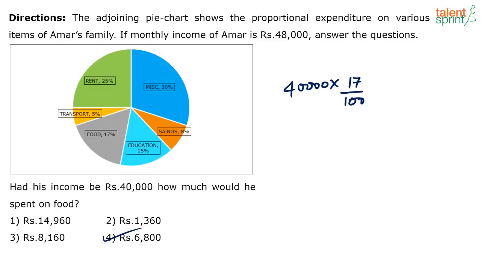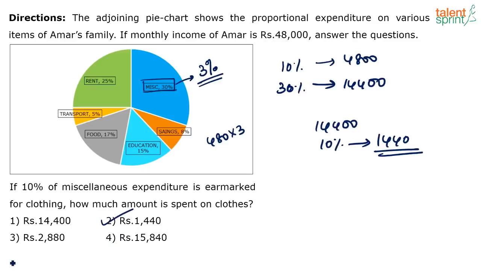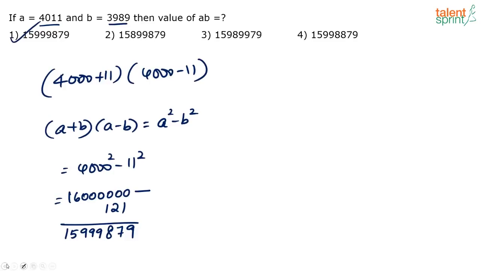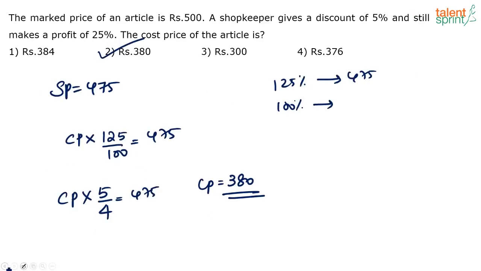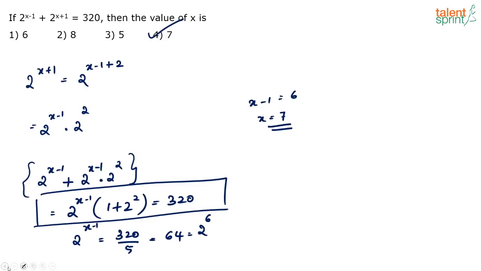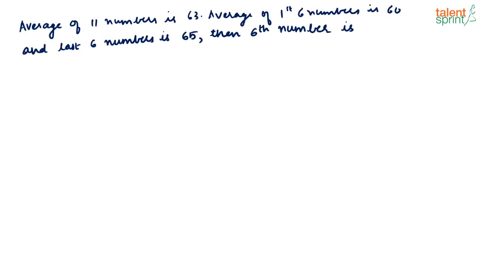So before I wind up the session, I would like to take one question that we solved in one of the previous sessions, where one of you had asked me to explain it based on equal distribution method. Whether there is an alternate way in which we can solve this question. Okay, let me just take that question. I've written it down here. Yeah, so this was the question. I don't know how many of you were there in that session. See, the question was this: average of 11 numbers is 63. I hope my handwriting is readable to all of you. Average of the first 6 numbers is 60 and the last 6 numbers is 65. Then the 6th number is dash.